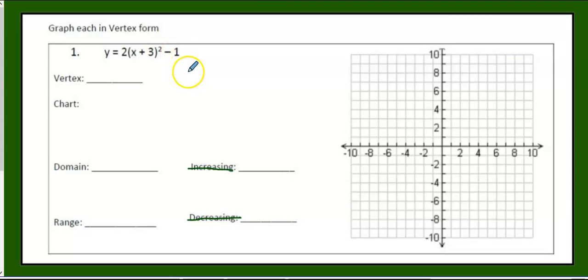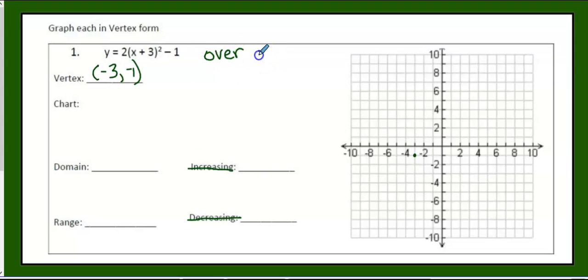Okay, so let's talk about the transformations here. In the parent function, my vertex starts out at 0, 0. Let's find the vertex of this first, and that will tell us at least where that is. My vertex is going to be -3, -1, because it's the opposite of this, and then that number. -3, -1 is here.